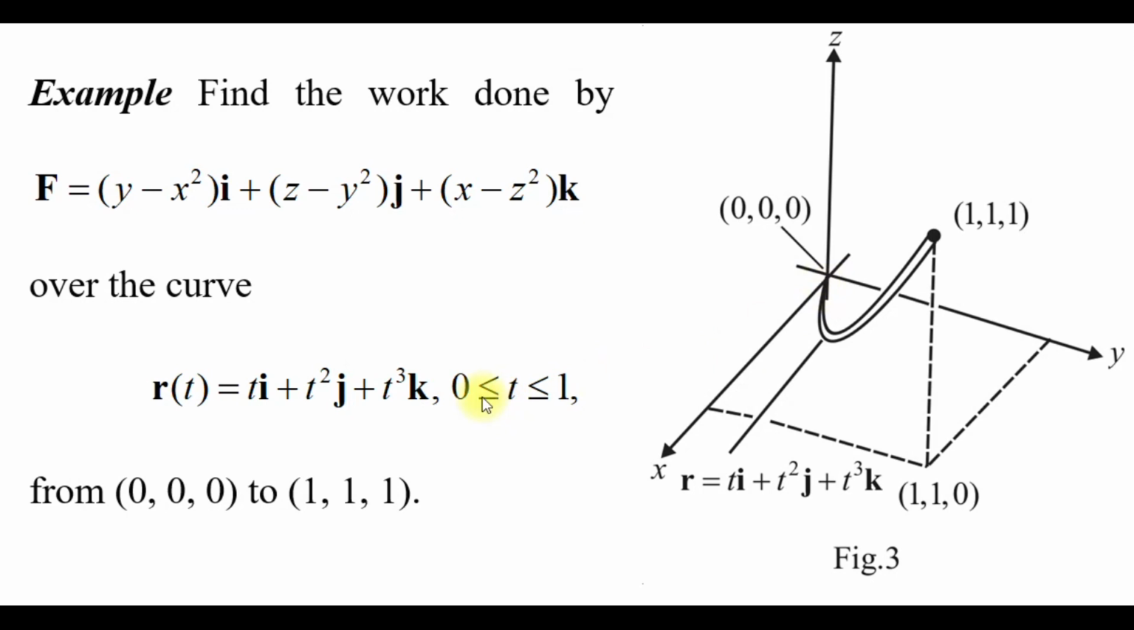When t is equal to 0, r of 0 is 0i plus 0j plus 0k, which corresponds to the point (0, 0, 0). And when t is equal to 1, r of 1 is 1i plus 1j plus 1k, which corresponds to the point (1, 1, 1). So this vector valued function represents the portion of the curve from the point (0, 0, 0) to the point (1, 1, 1) in space.